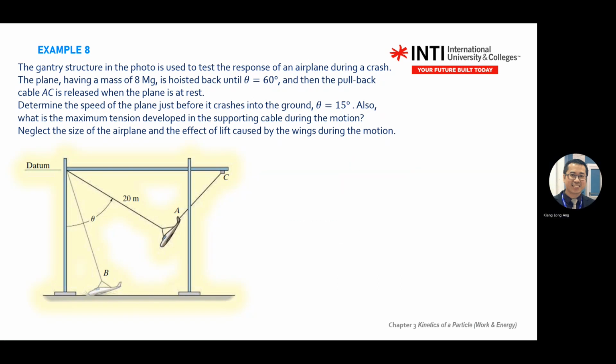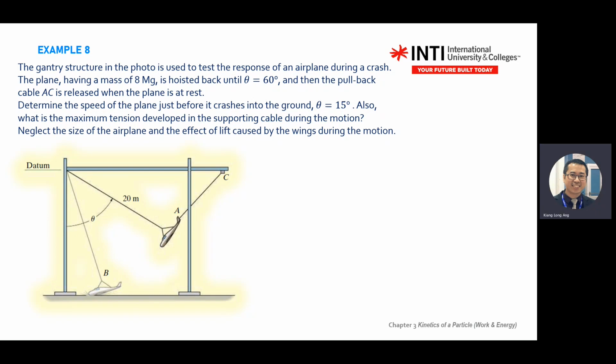Okay. So you want to see the response of an aircraft during a crash, so there must be something happening below. The plane, having a mass of 8 megagram, will be hoisted back until angle θ equals 60 degrees. Then the pullback cable AC is released when the plane is at rest. Determine the speed of the plane just before it crashes.